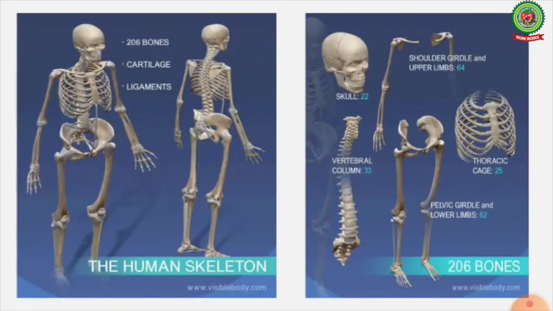In this image, we can see the complete human skeleton. There are a total of 206 bones. Cartilage is also present, and the ligaments that join one bone to another. In this image, we can see that there are 206 bones in the body.